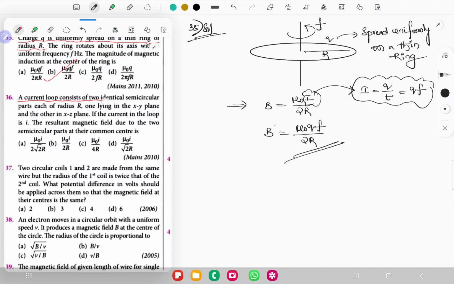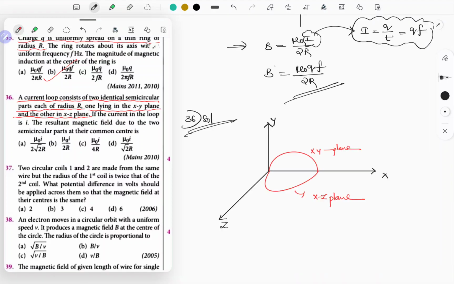A current loop consists of two identical semicircular parts, each of radius R, one lying on the xy plane and the other on the xz plane. Okay, let me draw it. Just observe that diagram. The radius of this is R and it is carrying some current I. Let me assume the direction. That's your choice because they're asking only for magnitude. If they were asking for direction particularly, they would give you the diagram. They didn't give any diagram, so the direction of current is your choice. You can assume anything.